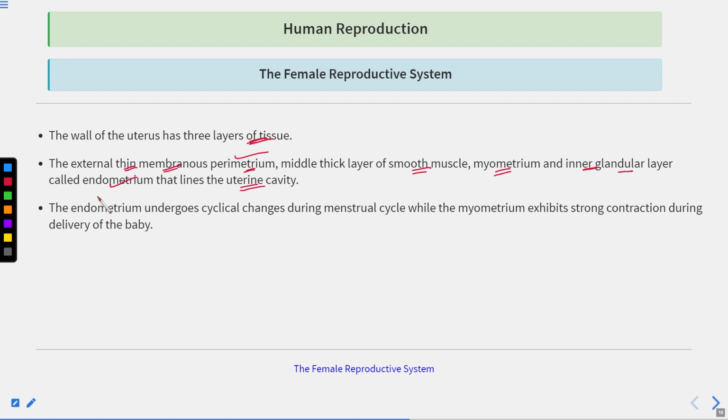Clear? Now, the endometrium undergoes cyclic changes during the menstrual cycle. What are these cyclic changes? We will see when we study the menstrual cycle. So, what happens to the endometrium? Sometimes it is quite thin, sometimes it is quite thick. Usually the endometrium is quite thin during the bleeding phase, and the breakdown of this endometrium causes the bleeding. So the endometrium undergoes cyclic changes. What are the cyclic changes? Change in the thickness of the endometrium.